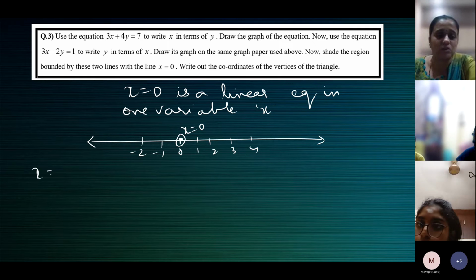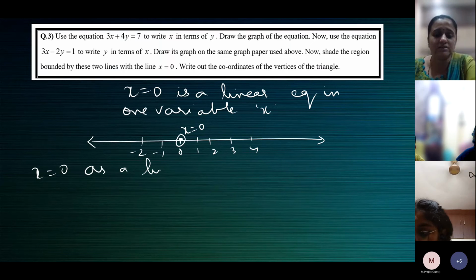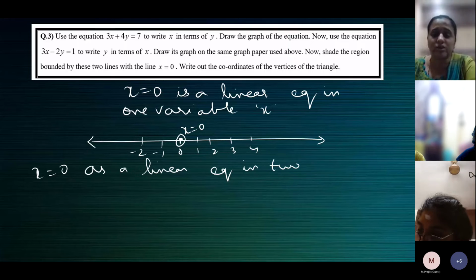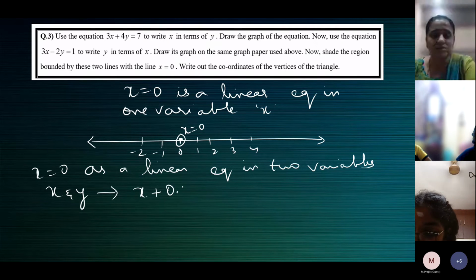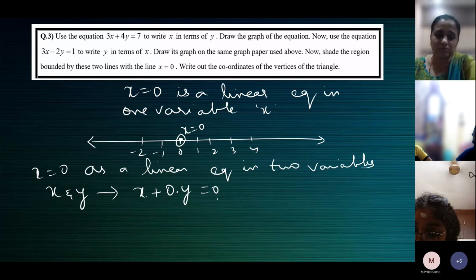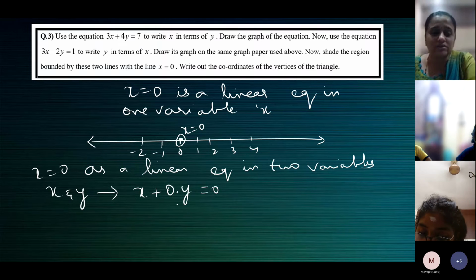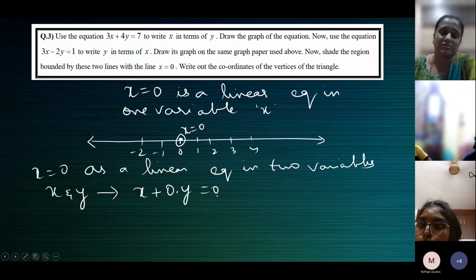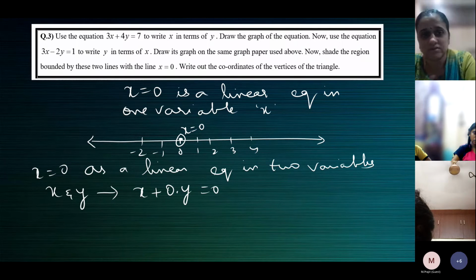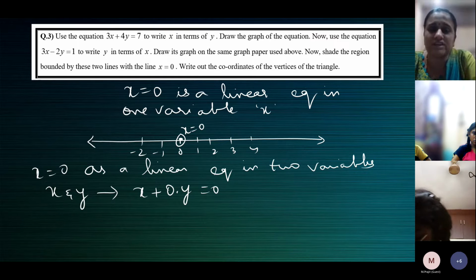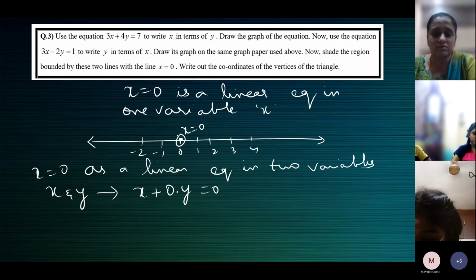But when you treat x is equal to 0 as a linear equation in two variables x and y, it will be x plus 0y is equal to 0. Now we know that when you treat this equation as a linear equation in two variables x and y, it is a straight line. It is represented by a straight line in the Cartesian plane. Now, when you look at x is equal to 0, there is only one variable x. Clearly, it is a linear equation in one variable x. And what is the geometric representation of a linear equation in one variable x? It is represented by a point on the number line. And here it is x is equal to 0.